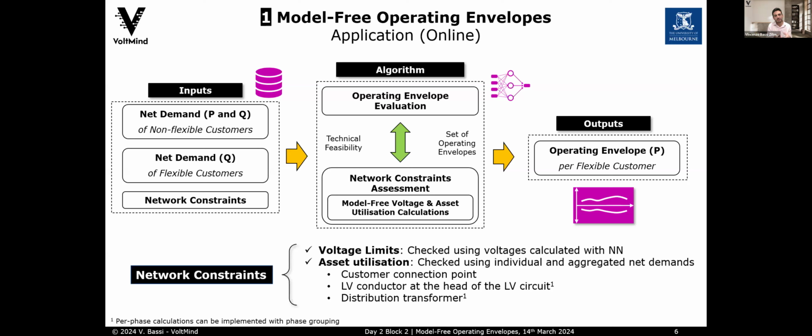So the first set of dynamic operating envelopes that we produce is 0 kilowatt for all flexible customers, and we keep increasing exports according to the adopted allocation technique, essentially until some network constraint is breached. Once this happens, we have found the corresponding operating envelopes for our flexible customers, which is the output of our algorithm.